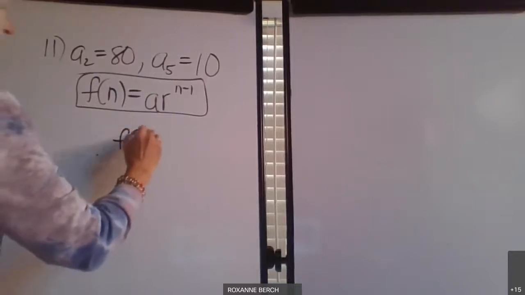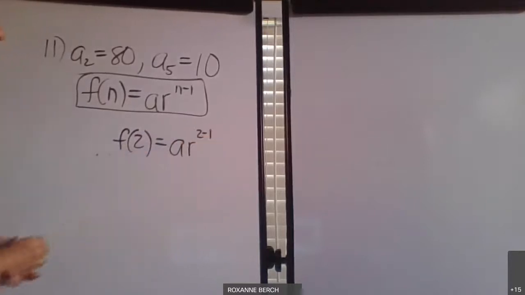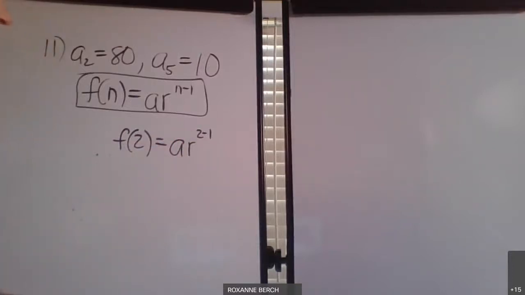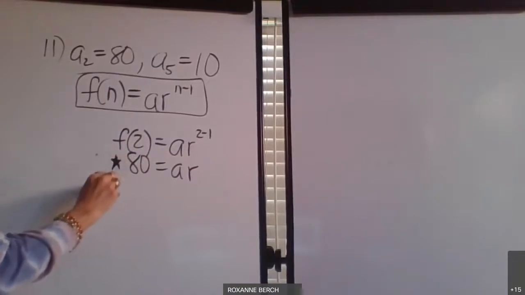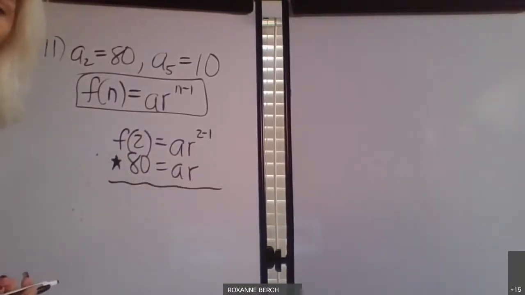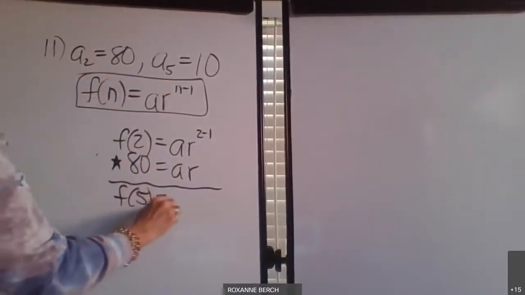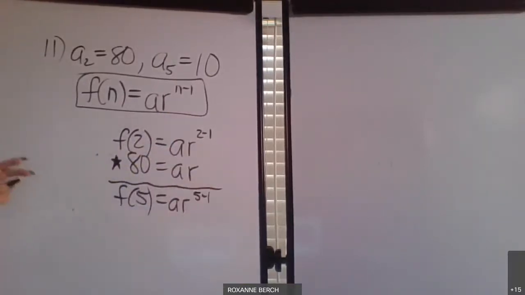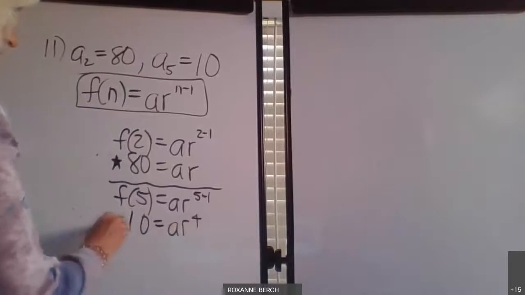I'm going to write f of 2 is equal to a r, which you're missing, to the 2 minus 1, because wherever there's an n, I'm putting a 2, right? Now, the term in the second position is 80. And that's going to be one of my equations, so I'm going to put a little star by it. My second equation is going to be f of 5, and we're still missing a and r. Now it's going to be 5 minus 1, and so the term in the fifth position is 10, a r to the fourth.